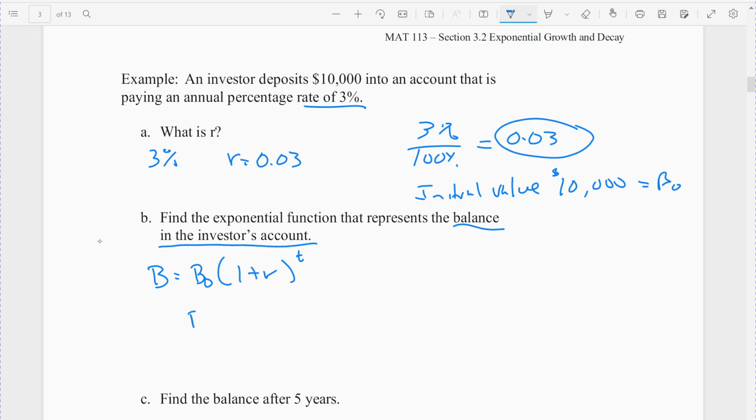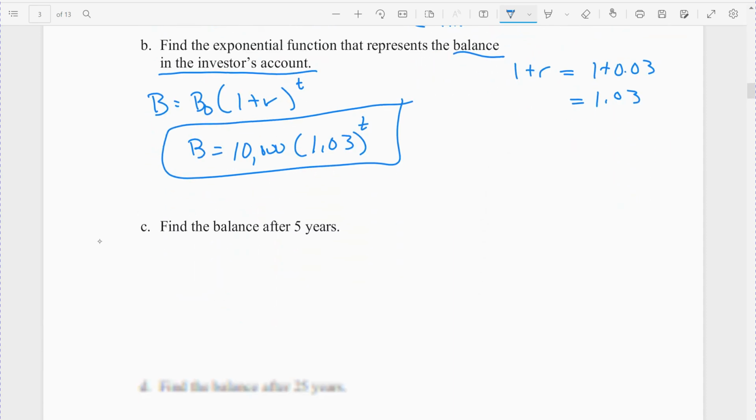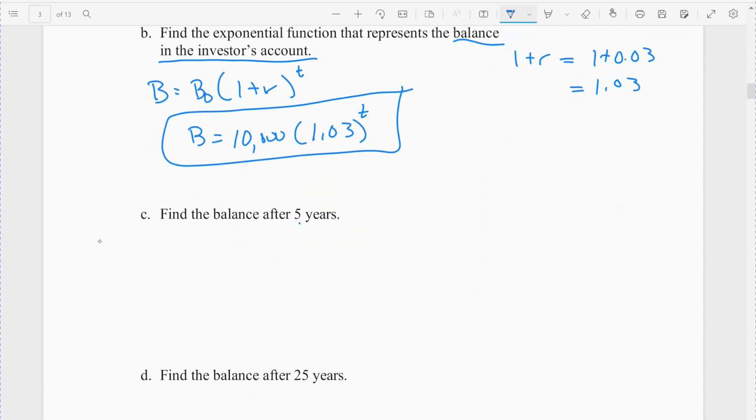And so in our case, it would be 10,000. And I go ahead and add. So 1 plus R, and I usually just do that in my head. 1 plus 0.03 is 1.03. It's just easier to plug it in that way than with the plus. If you leave the plus, you definitely need parentheses. If you do the addition in your head, you don't necessarily have to have parentheses, but I would encourage you to do parentheses anyways.